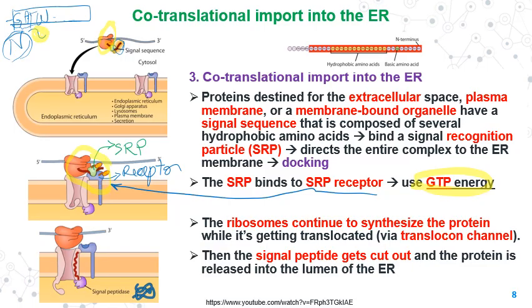Do you know what GTP looks like? It's a nucleotide, with three phosphates, that's the TP, triphosphate. Guanosine triphosphate.